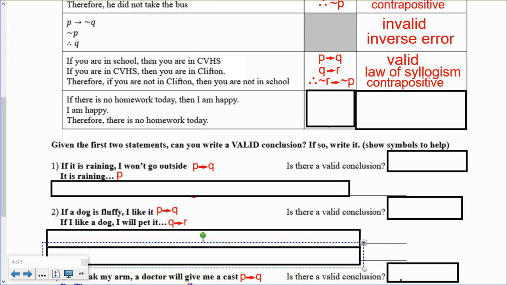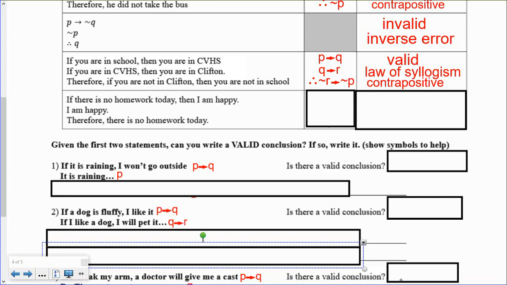If I had ended with, instead of squiggle R, squiggle P, if I ended with R, arrow, P, would that still be valid? If we usually start with PR, but I switch it to RP, would that still be valid? No, it says if you are in Clifton, then you are in school. Is that true? If you're in Clifton, you have to be in this building? No. That's called the converse.